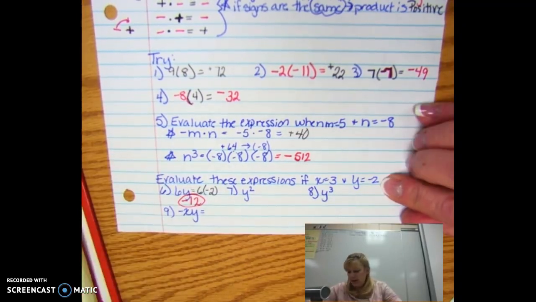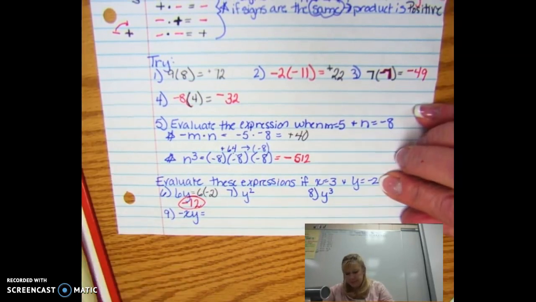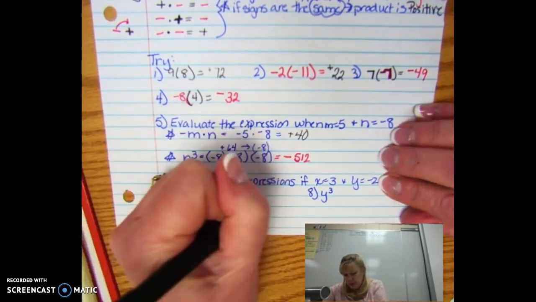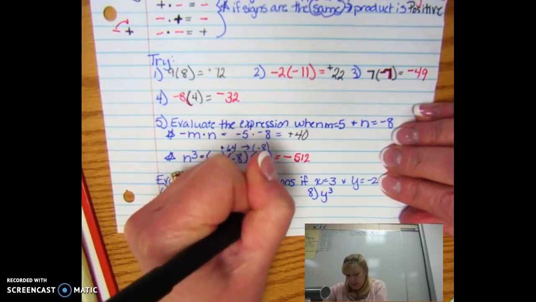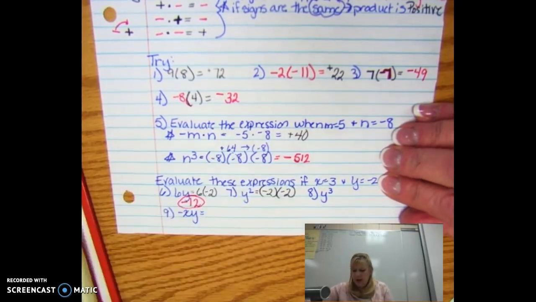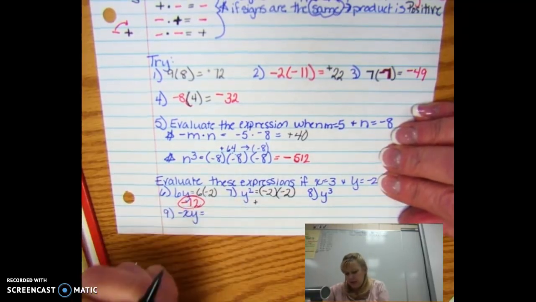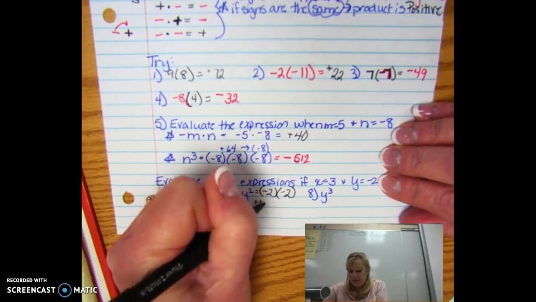Y squared. So let's do the substitution of -2 times -2. So I see that the signs are the same, so I know underneath it, it is going to be a positive, and 2 times 2 is 4.